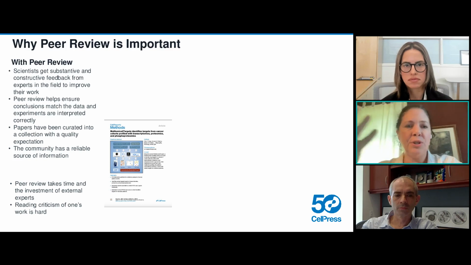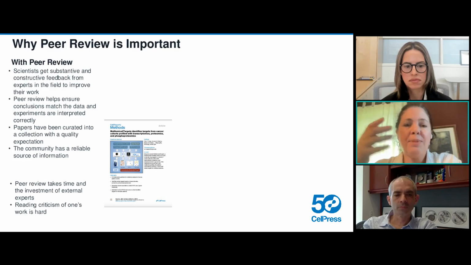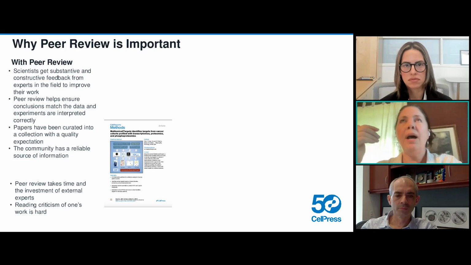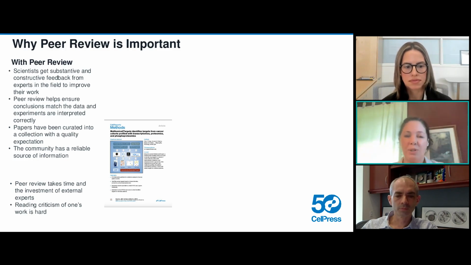It also helps ensure that the conclusions in a paper are well supported by the data. That's another critical component of peer review. Helps uphold the quality of the scientific literature. Another side benefit is that if you're looking at papers that are not in your field, if you understand the standards of a particular collection of papers, such as they're in a journal, you have an expectation about the quality level of the papers that are present in that collection. You might have an expectation of whether they might be trustworthy or not. Hopefully they're trustworthy. And the community itself has a reliable source of information to work from.